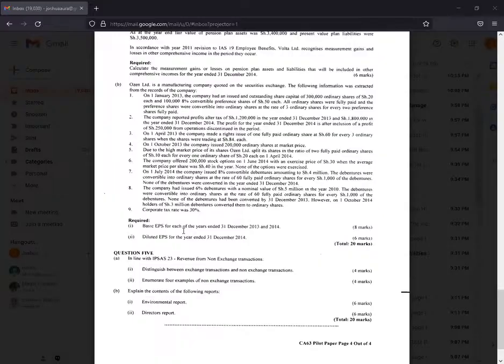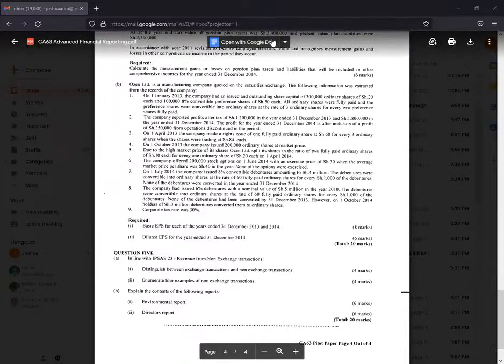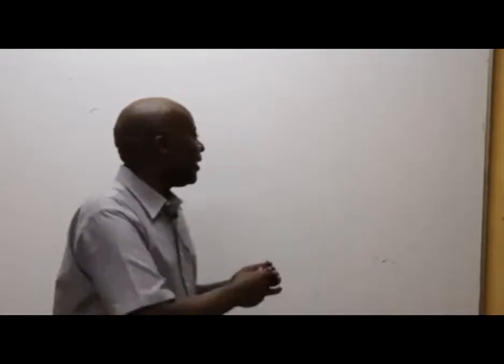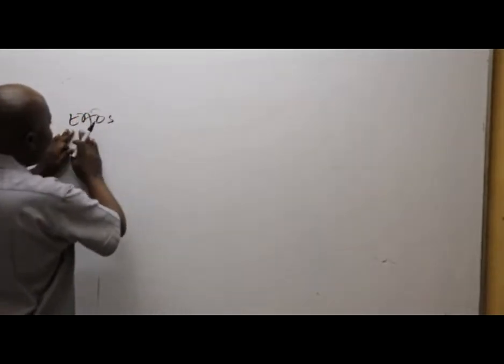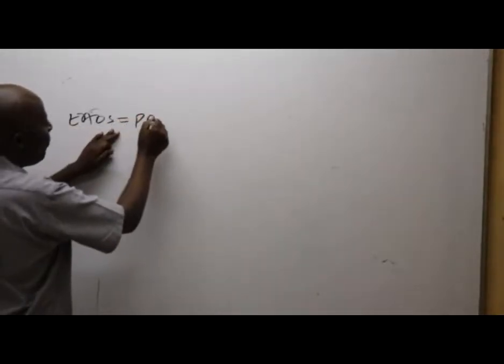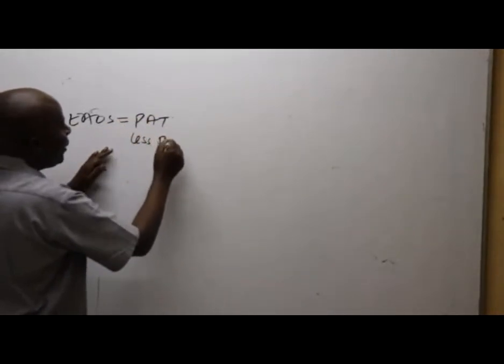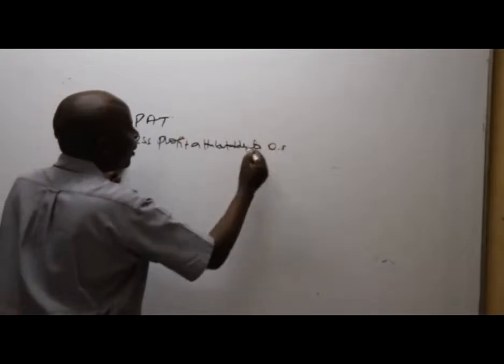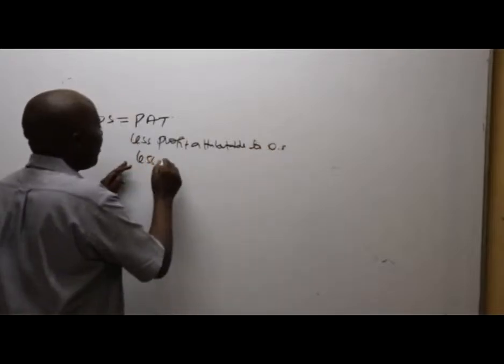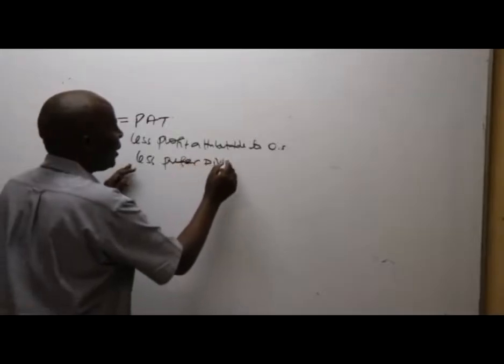So they want me to give them basic EPS for each of the years ended 31st December 2013 and 2014. Low-hanging fruits, I can see three of them. Number 1, the rights issue. Number 2, the EROs, earnings attributable to ordinary shareholders. Take the profit attributable to ordinary shareholders, less preference dividends. Very easy, less preference dividends.